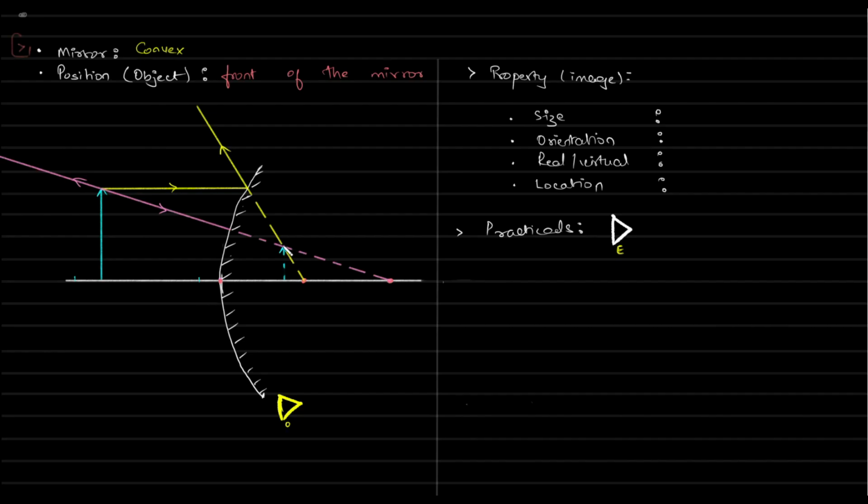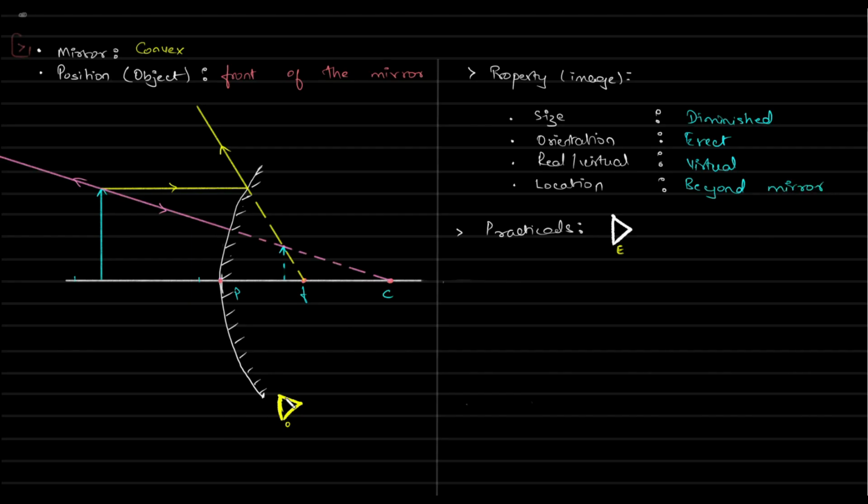So this is diminished. Erect. It's the same way up, it's upright, same as that of the object. Is it real or virtual? It is virtual. Where is it located? Behind the mirror. That's all. You need not write it between pole, focus, and center of curvature. It's just behind the mirror.